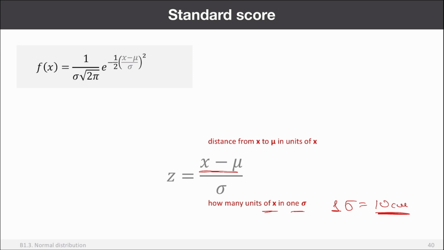So now you measure distance in the real units, and then you divide by how many of these real units you have in 1 sigma. So what it gives you is how many sigmas you have in this distance. So the z-score tells you how far x is from mu in sigmas.